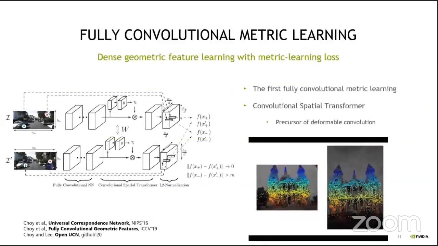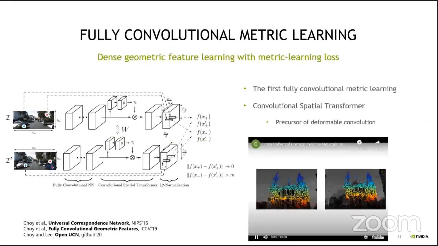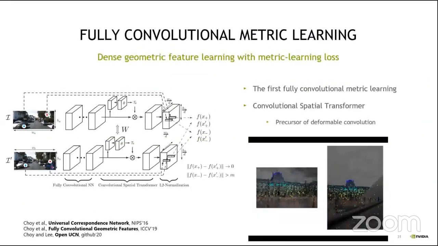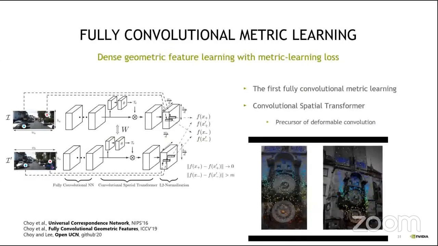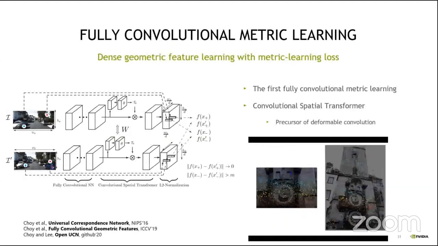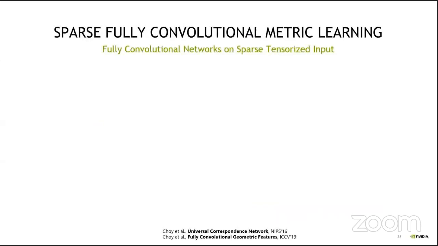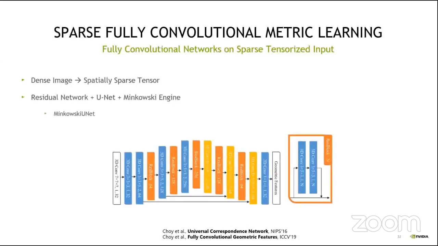However, we can adopt the fully convolutional metric learning, first proposed in the Universal Correspondence Network. The idea in this paper is that we do not have to compute everything from scratch and can share the intermediate features. We apply this fully convolutional metric learning to efficiently learn 3D geometric features. However, unlike the Universal Correspondence Network, where we learn features for all pixels, we use a sparse tensor for 3D representation and enforce the losses only on the valid surface. Also, we use a Minkowski UNet, which is a combination of a residual network and a UNet built on the Minkowski Engine.